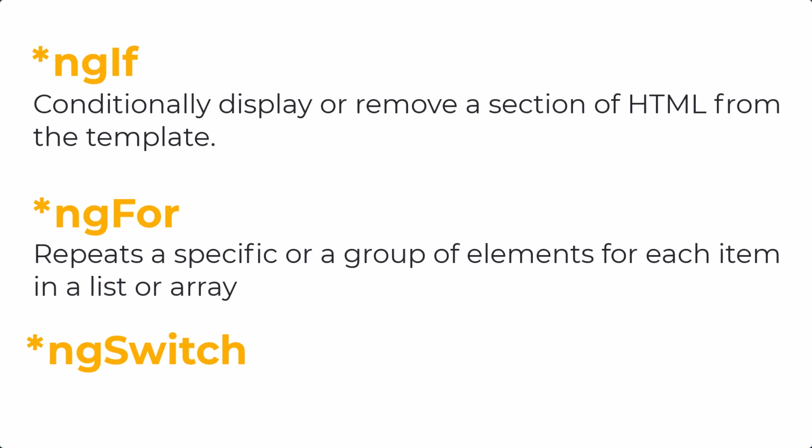The NgFor is used to repeat a specific HTML element or a group of elements for each item in a list or an array. It allows you to iterate over a collection of data and generate multiple instances of the specified HTML code. Each iteration represents one item from the list, and the code inside the NgFor directive will be repeated for each item.